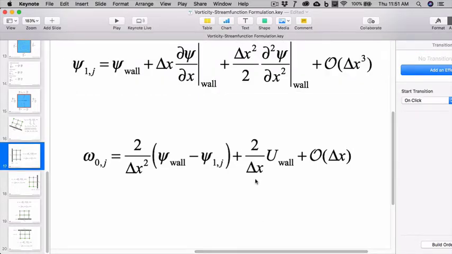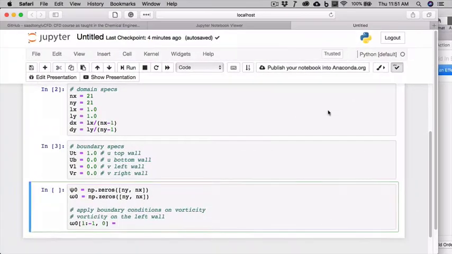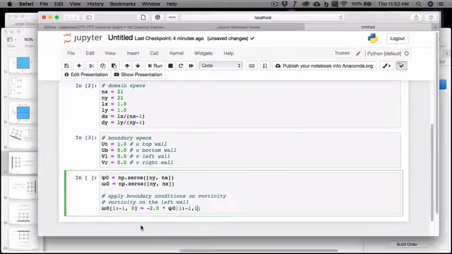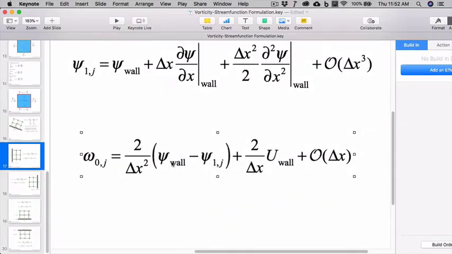Okay, so this is the boundary condition we're implementing on the left wall. Left wall, i is 0. This is equal to minus 2.0 times psi 0 of all j, the first interior point, because psi wall is 0.